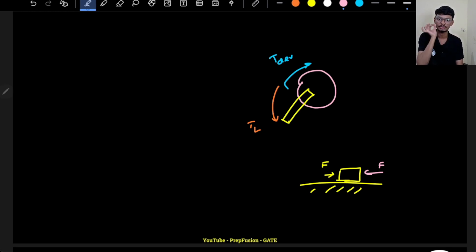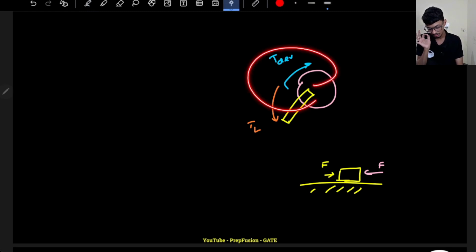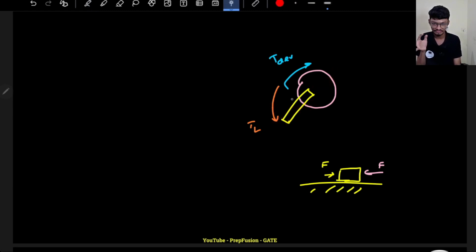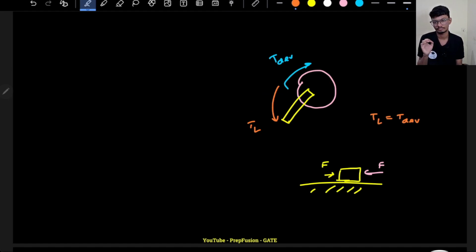The block will not accelerate. Same thing here as well. As soon as I connect a load here, it is just like friction, right? The developed torque is in this direction. The load torque will be in the opposite direction, and at balance condition, steady state condition, that load torque and the developed torque will be the same. At that point of time, the speed will be constant.